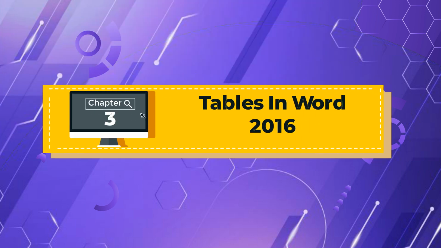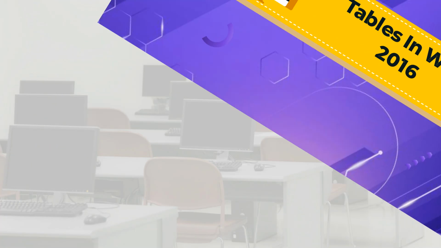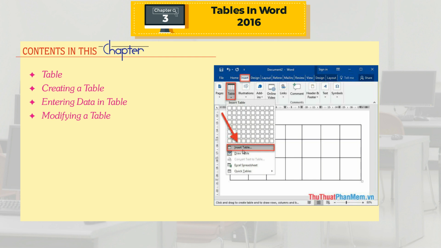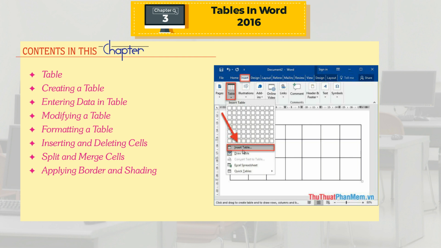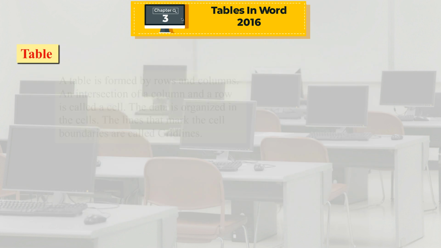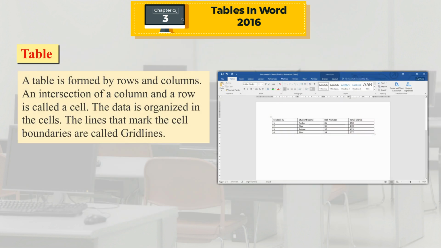Chapter 3 Tables in Word 2016. Contents in this chapter: Table, creating a table, entering data in table, modifying a table, formatting a table, inserting and deleting cells, split and merge cells, applying border and shading, converting text into table, insert pictures in a table, calculations in a table. Table. A table is formed by rows and columns.